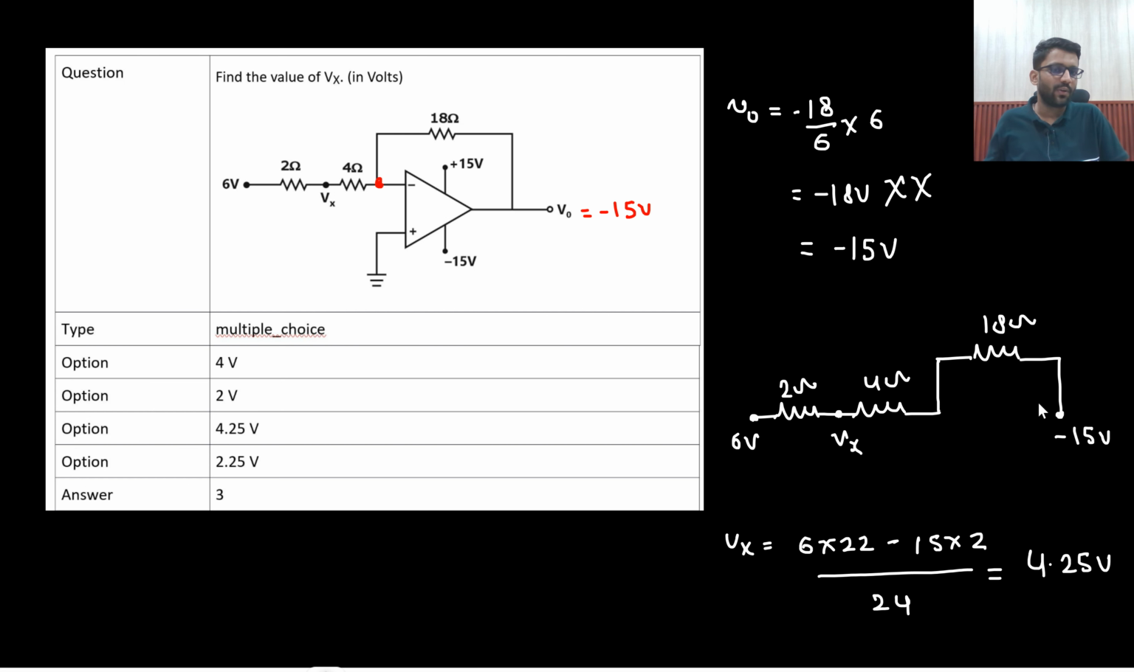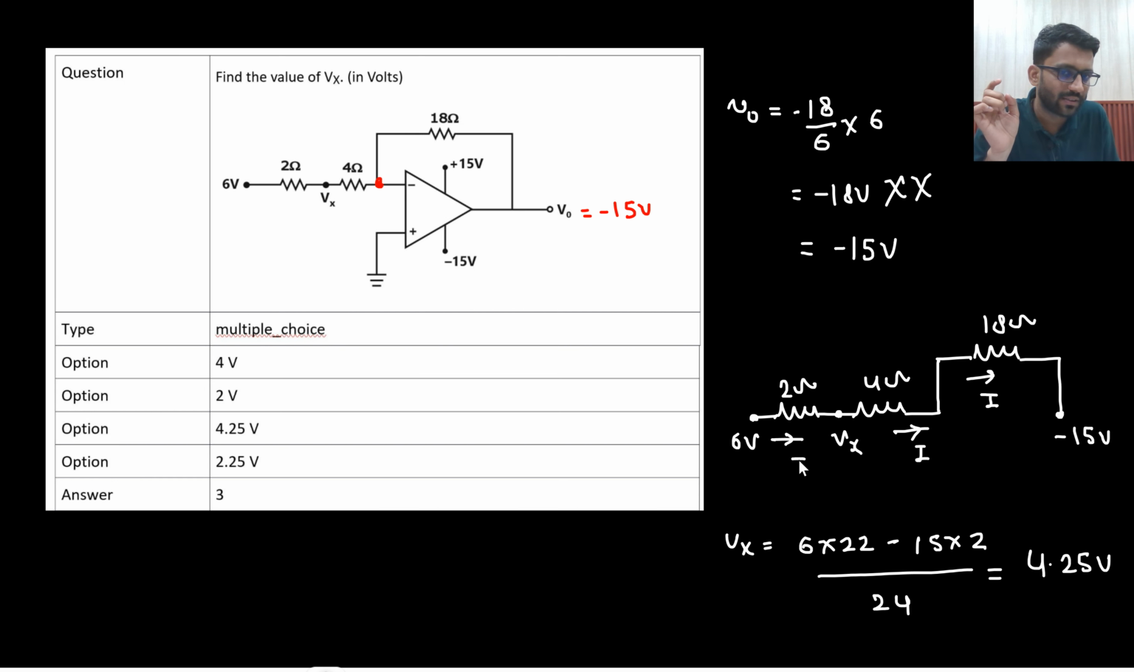Basically V1 into R1 plus V2 into R2 divided by R1 plus R2, or you can apply nodal analysis as well, because if this current is I, this current will also be I. Input of op-amp will not drive any current. So both currents are the same.